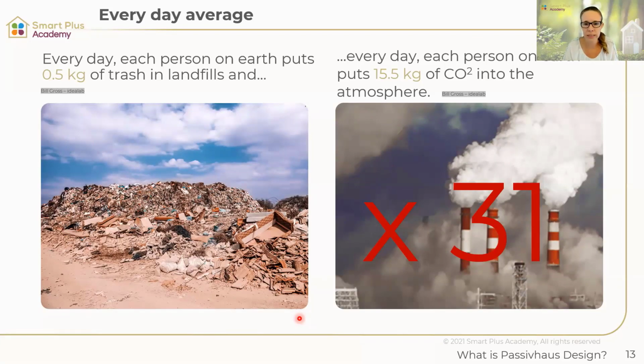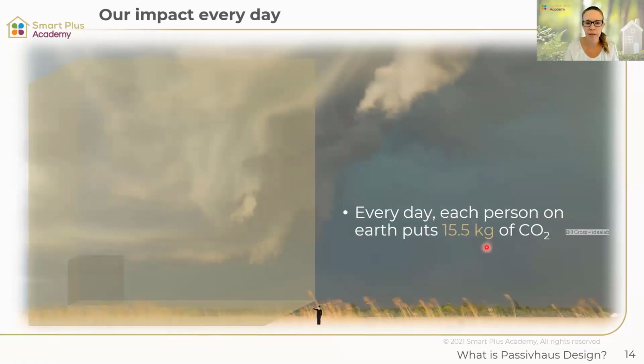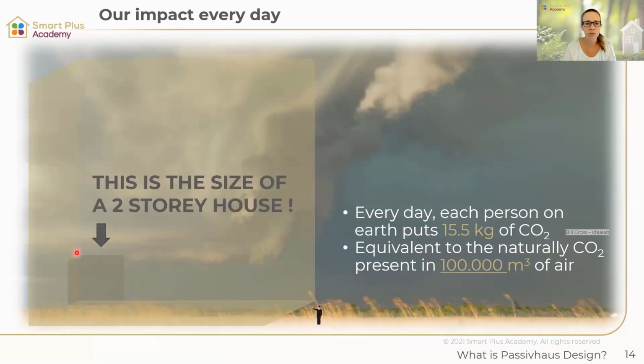Now, to visualize that a little bit, I've put up here a little image for you, on our impact every day. So I said to you before, 15.5 kilos of CO2 into the atmosphere. We have to put that into relation, because that's equivalent to the natural CO2 present in 100,000 cubic meters of air, because we have a mixture of gases, obviously, in there. So this is what it's equivalent to, and I tried to visualize that. This lighter beige cube is representing the 100,000 cubic meters of air, and this here is the size of a 2-story house. So this is how much air each person on Earth pollutes with CO2 every day.